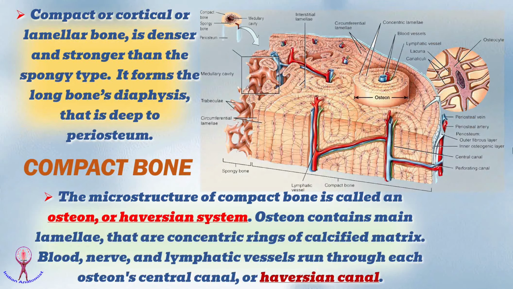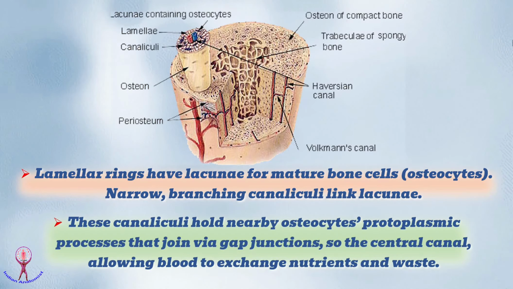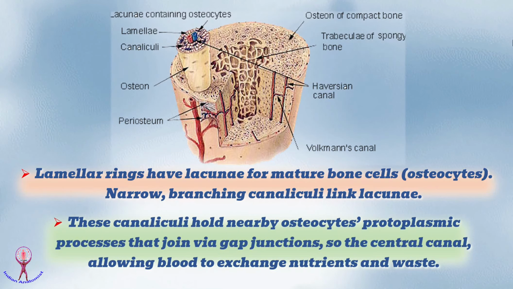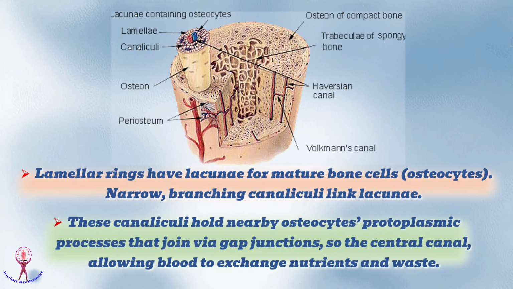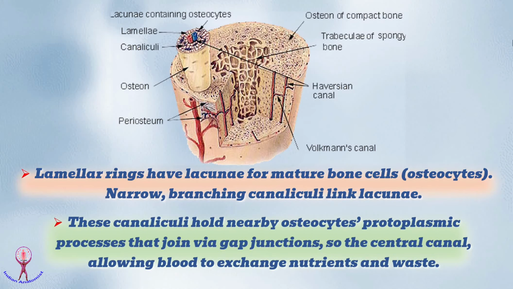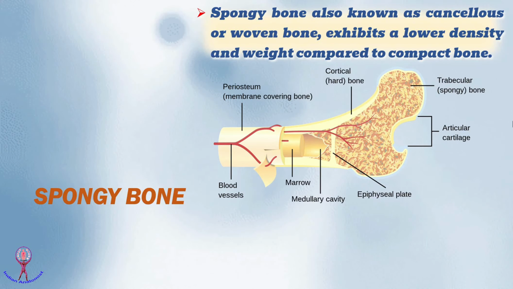Blood, nerve, and lymphatic vessels run through each osteon's central canal or Haversian canal. Now, each lamellar ring has lacunae with single, mature bone cells or osteocytes. Narrow, branching canaliculi link lacunae. These canaliculi hold nearby osteocytes' protoplasmic processes that join, via gap junctions, to the central canal, allowing blood to exchange nutrients and waste.